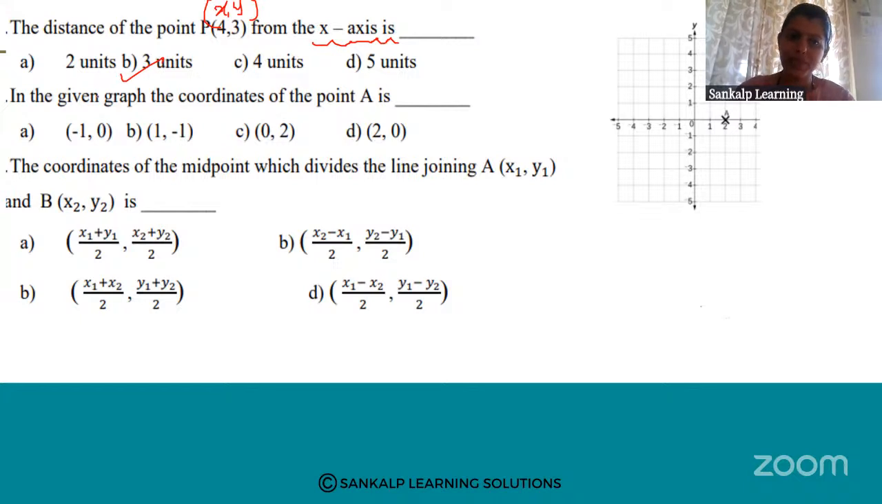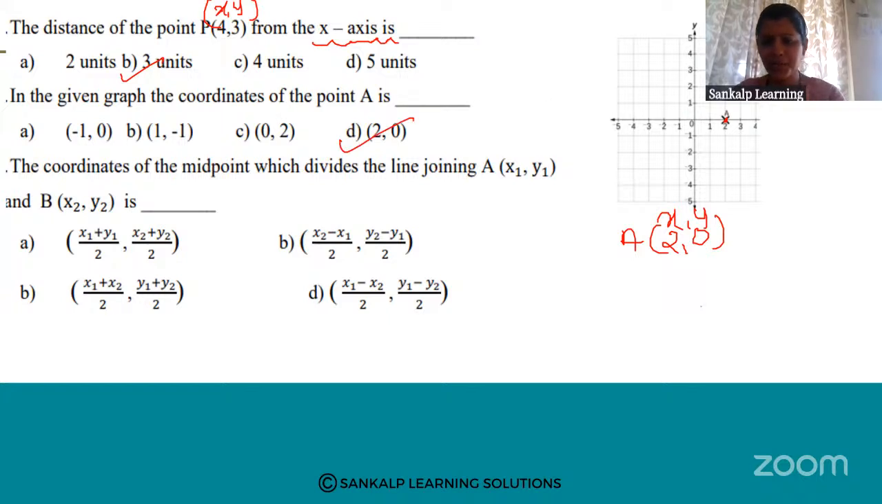In the given graph, the coordinates of the point A are, see here, one graph they have given, and we need to find the coordinates of point A. Where is point A? See, point A is at +2 and it lies on the x-axis. That means the x coordinate is 2 and y is 0. So (2, 0). Option D is right.